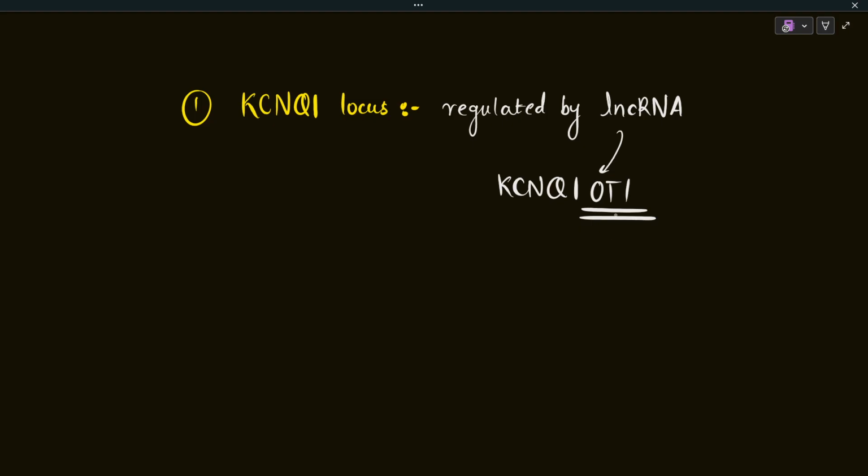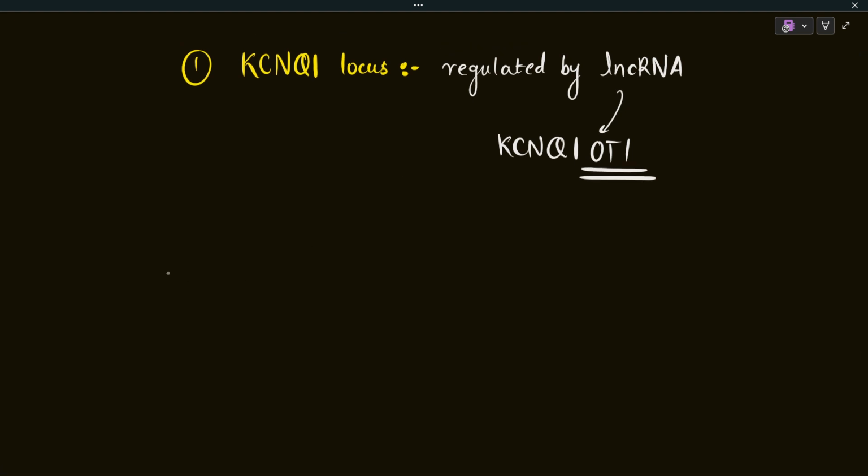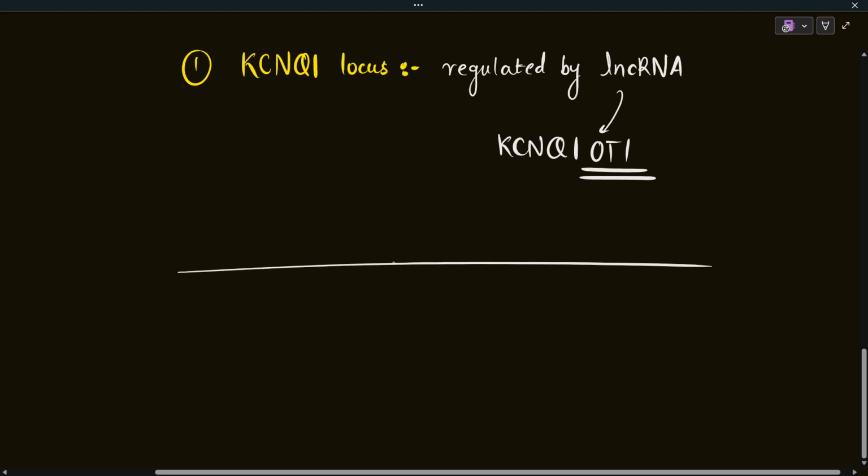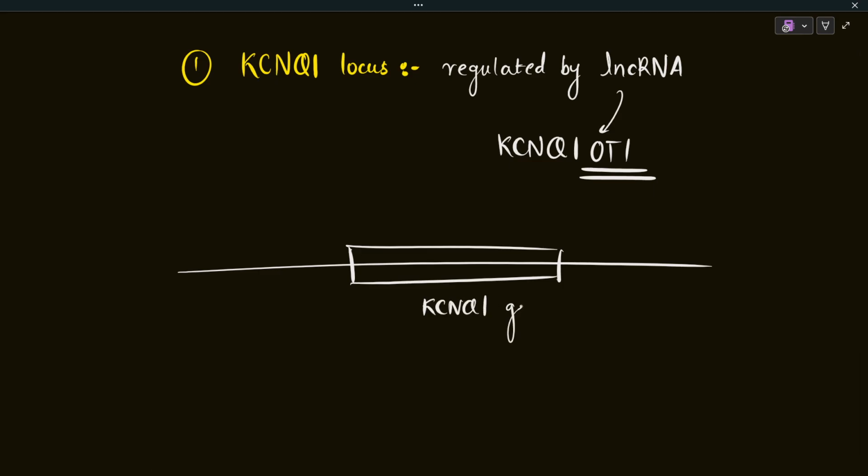OT means the opposite transcript, the antisense transcript. So let me explain this cluster first. Let's say there is a genomic region on which this cluster is present. So this is the KCNQ1 gene. What's happening? Let's say that this is the KCNQ1 gene.